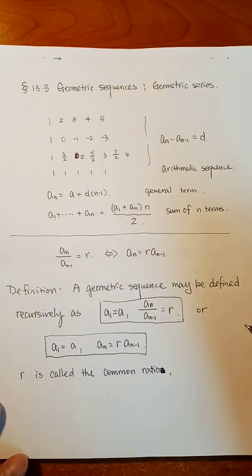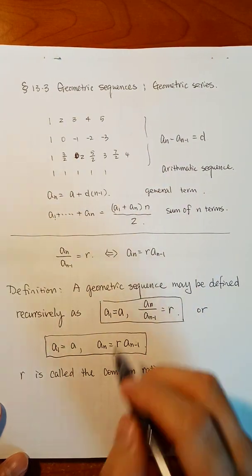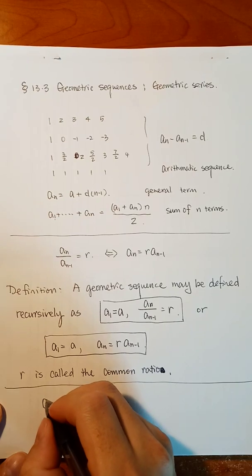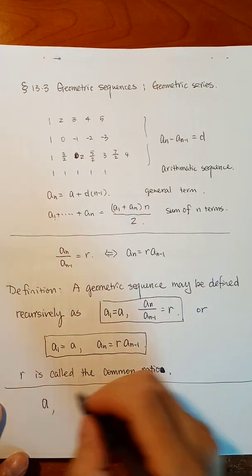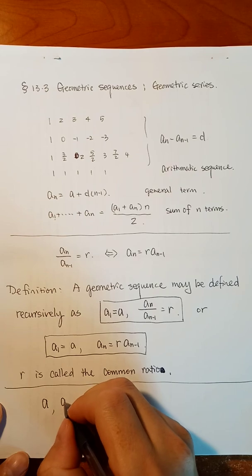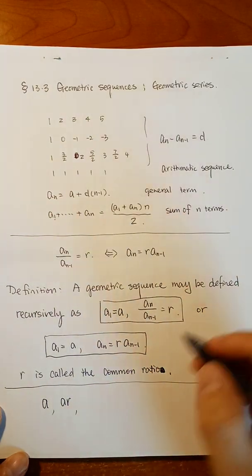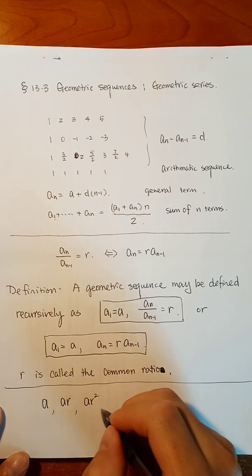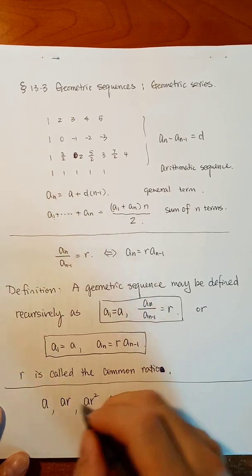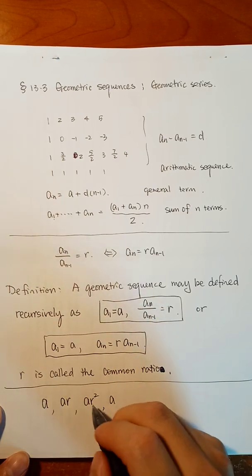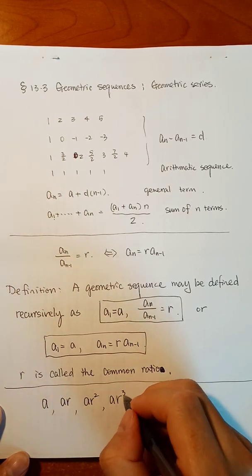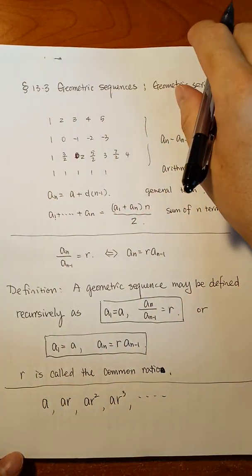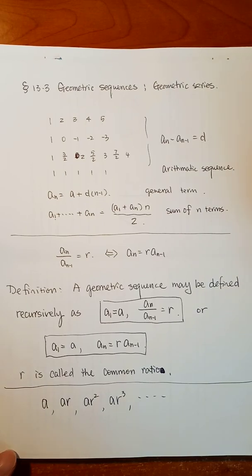If we write a few terms, let's see what they are. The first term is a, by definition. The second term is a multiplied by r. The third term is the second term multiplied by r. The fourth term is the third term multiplied by r. Every time, we just multiply by r, multiply by r. This is a geometric sequence.